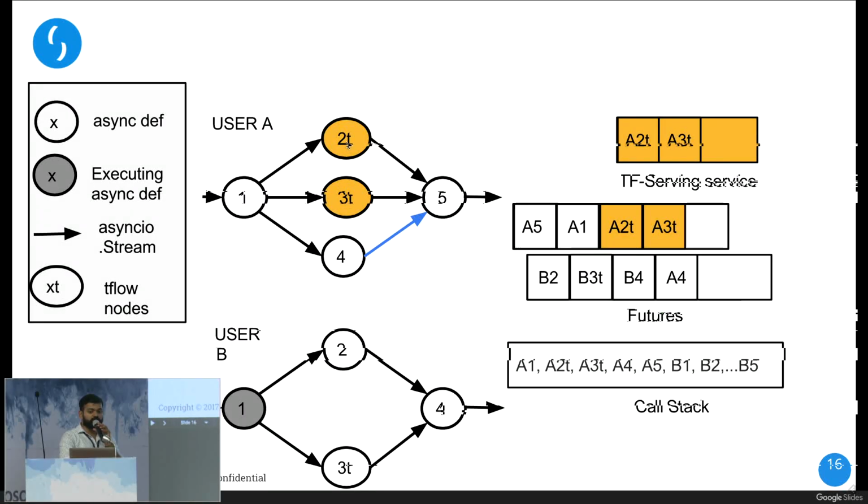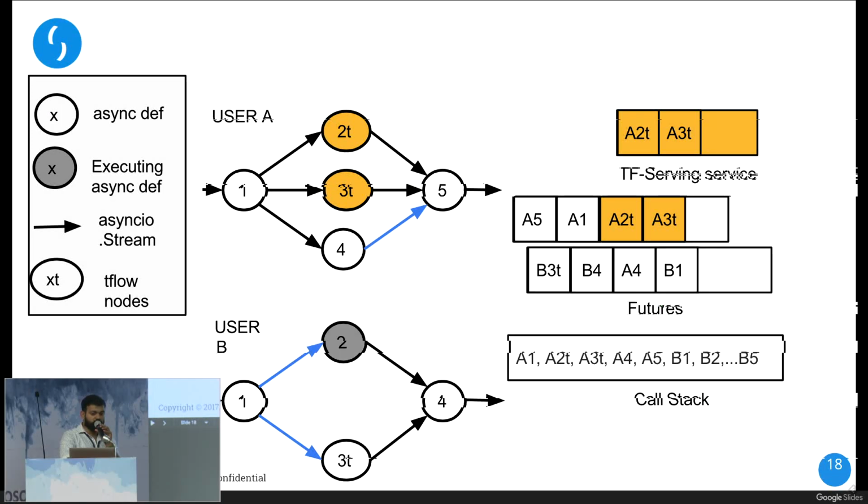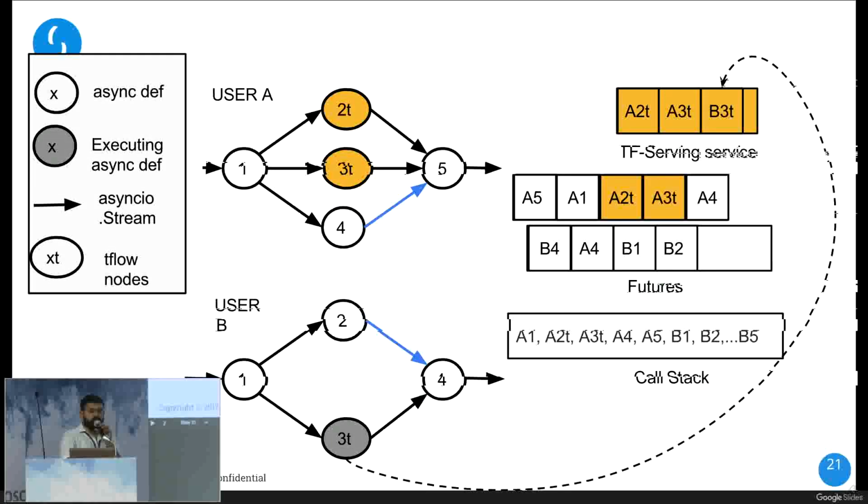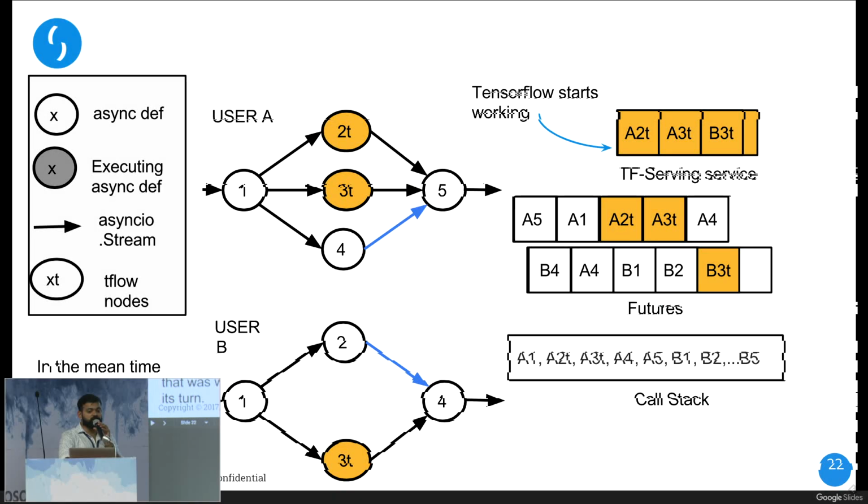Because 2 and 2T and 3T are waiting for TensorFlow to respond, user A's pipeline cannot continue. So user B starts execution, same process, and then 3T. At this point the buffer has been reached, so now 3 samples are there. TensorFlow starts working. Okay, and in the meantime, the loop is occupied by some other coroutine.